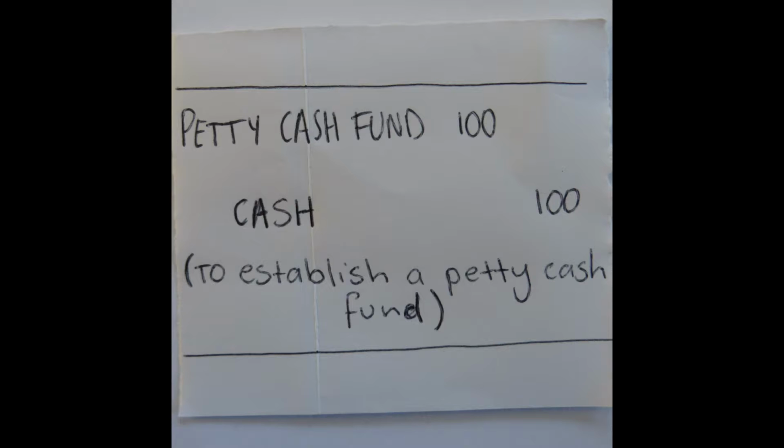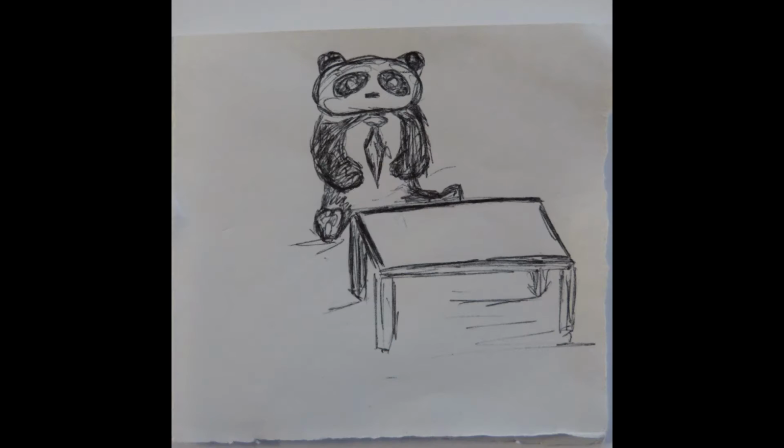This is the journal entry for the petty cash fund Steve is in charge of. The petty cash fund is debited and a cash account is credited. That is, $100 is transferred from the cash account to the petty cash fund.